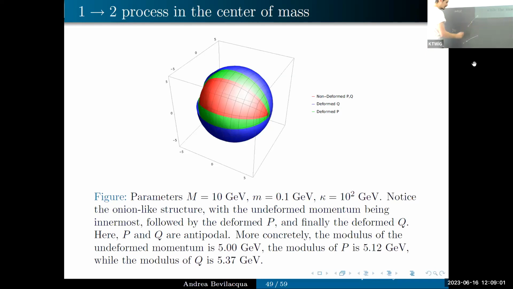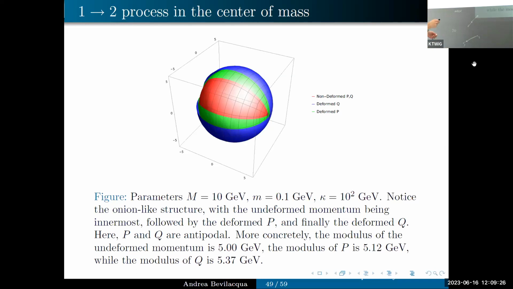So yes, the modulus is different. But they are in opposite directions. Yes. So whenever you make an angular distribution, you get two spheres, one for P and one for Q. So the green shouldn't, let's say, be inside the red? No, the green is outside the red.